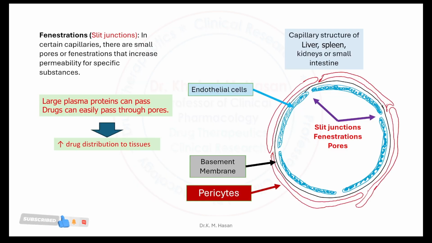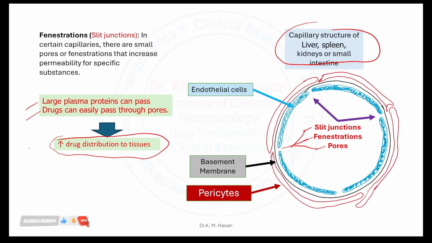Okay, speaking about the liver, spleen, kidney, and small intestine, as you can see here, the structure of the capillary has a slit junction, or something called fenestration or pores. This allows large proteins and the drug to easily pass through these pores and increases the drug distribution to these tissues and cells. So when we have this fenestration, there are small pores in the capillary that increase permeability of the medication.